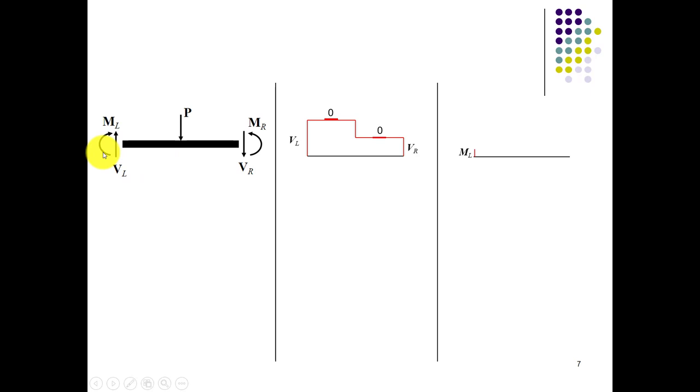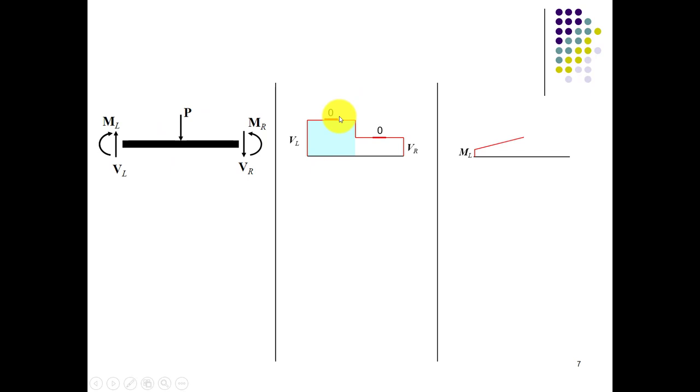Then it goes upward. So you will add the area of the shear to this moment value, and it goes like a 1 degree curve. If the shear is a 0 degree curve, then the moment would be a 1 degree curve. If the shear is a 1 degree curve, the moment would be a 2 degree curve. If the shear is a 2 degree curve, the moment would be a 3 degree curve. It totally depends upon the type of loading. If it's a point load, it would be a 0 degree curve.